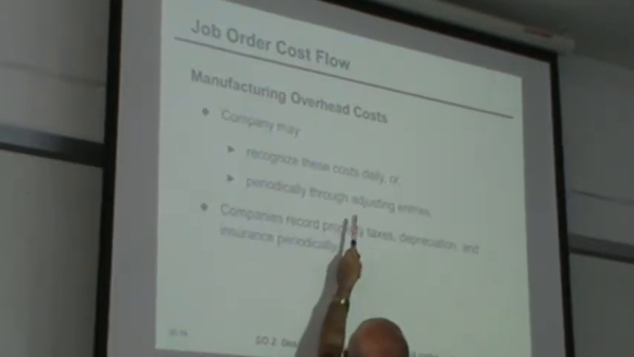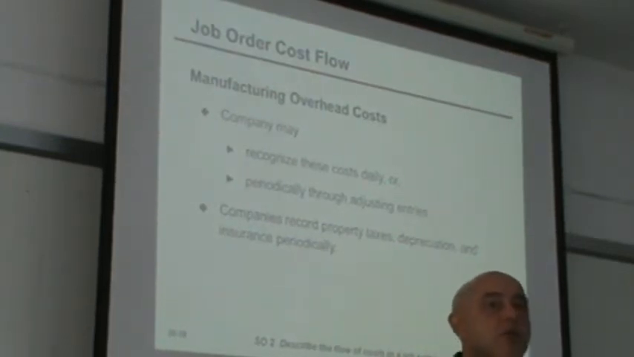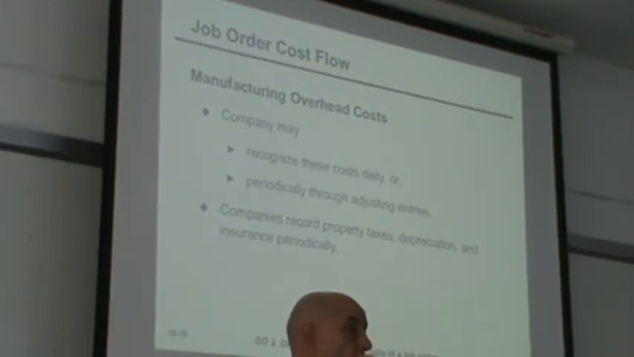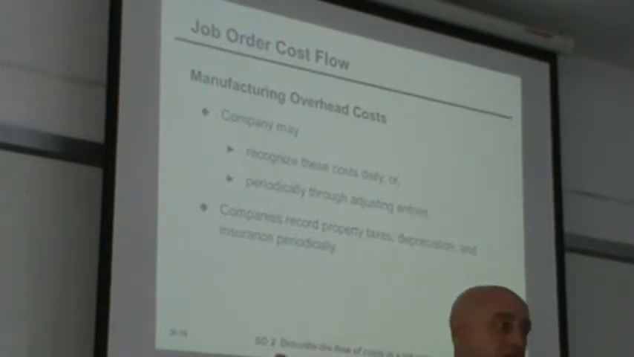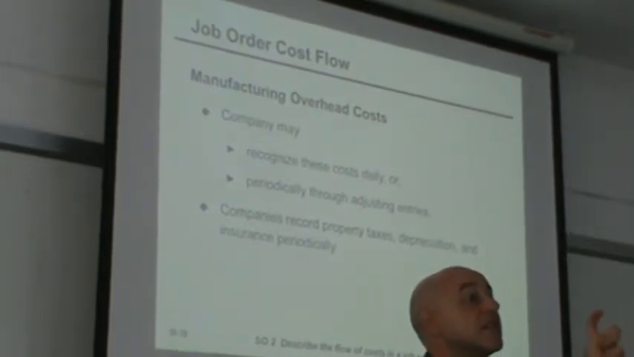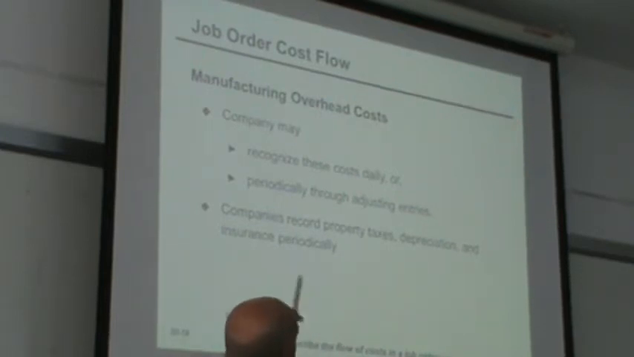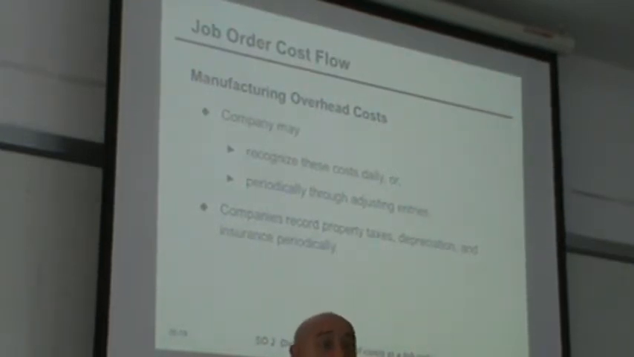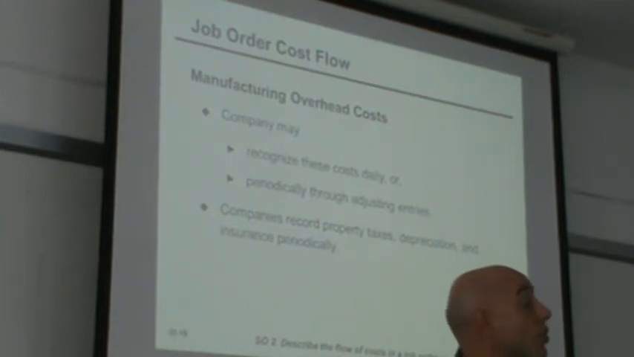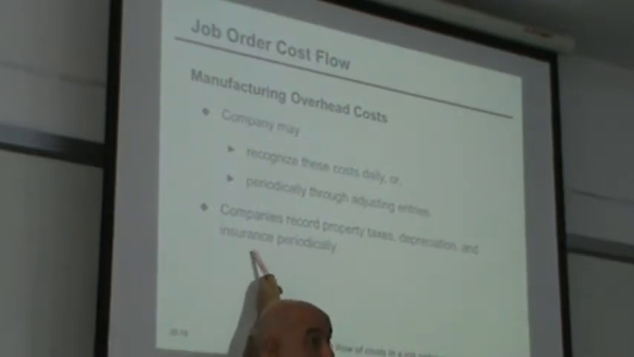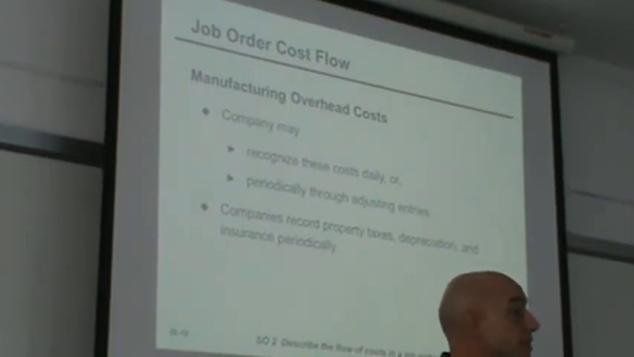In overhead, you usually use an adjusting entry. Examples of overhead would be depreciation of the machines. Insurance on the factory, okay? So you buy insurance for 1 year, and every month you recognize one-twelfth, one month. Okay? And you also report property taxes. Maybe you report every month, or maybe every 3 months. Depreciation, maybe you report every month, maybe every 3 months, maybe once a year, okay? And insurance, the same thing. Maybe month, maybe 3 months, maybe every 12 months.